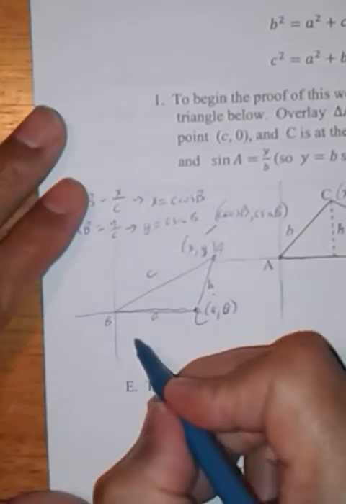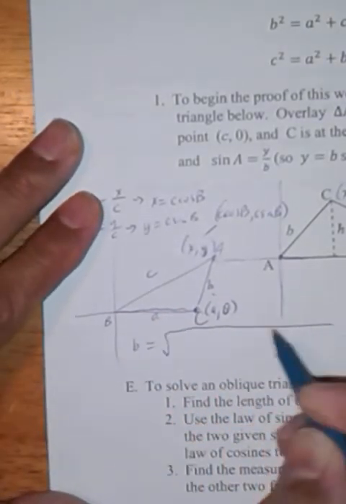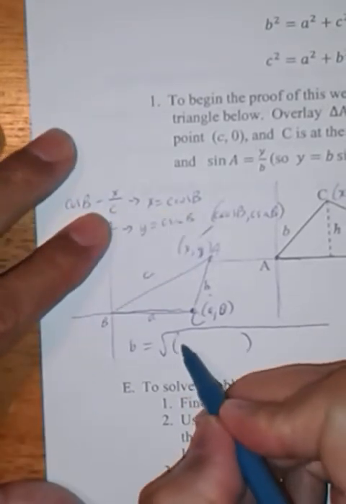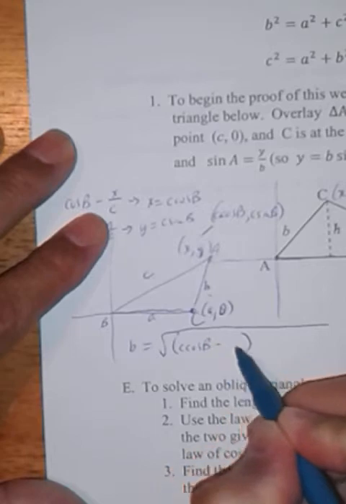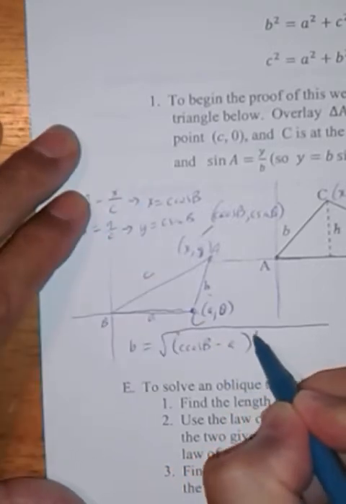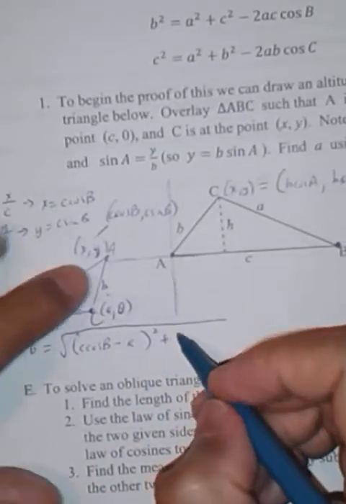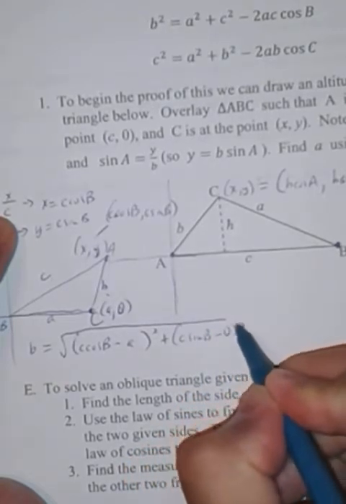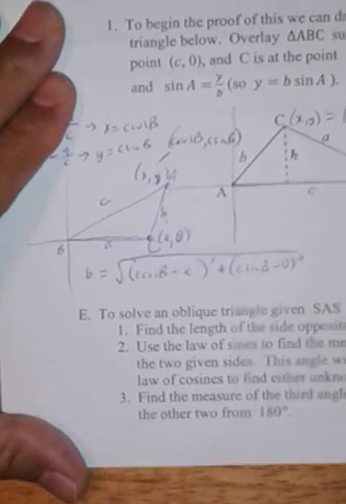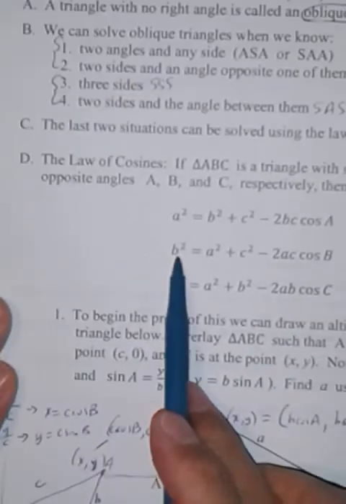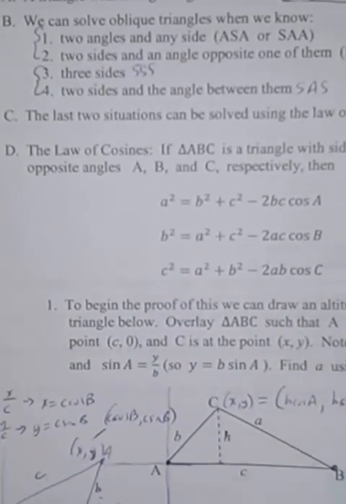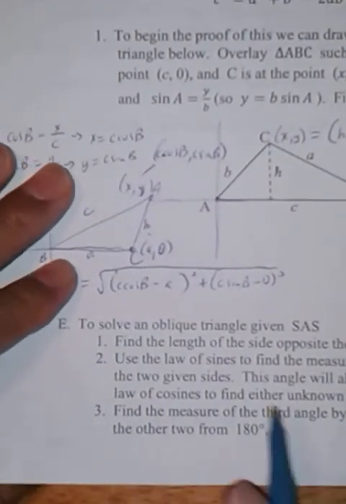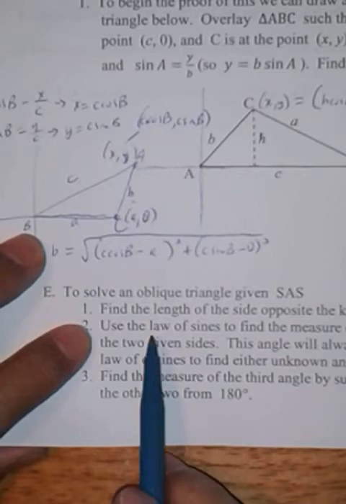So you'd say b equals the square root of c cosine b minus a squared plus c sine b minus 0 squared, and then just go through the same process, and you'd find one of the other ones, which would actually be this one, and then you rotate again and you can do the other one.